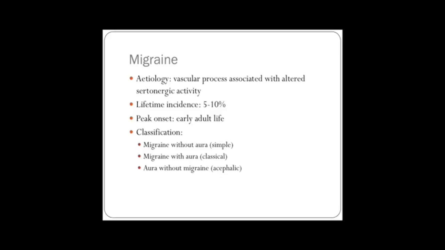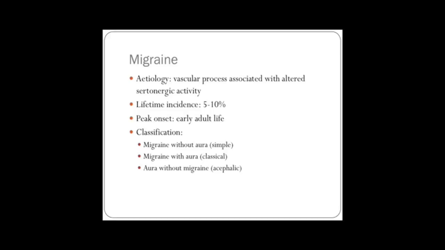Migraine is caused by a vascular process going on in the brain. Exactly what happens involves altered neurochemical activity. I won't go into the details, but it involves serotonergic receptors, and you get vascular spasm, which causes headache, and sometimes that vascular spasm can also cause other focal neurological symptoms, which I will come on to later. It's relatively common, with a lifetime incidence of 5 to 10%, and the peak onset is in early adult life.